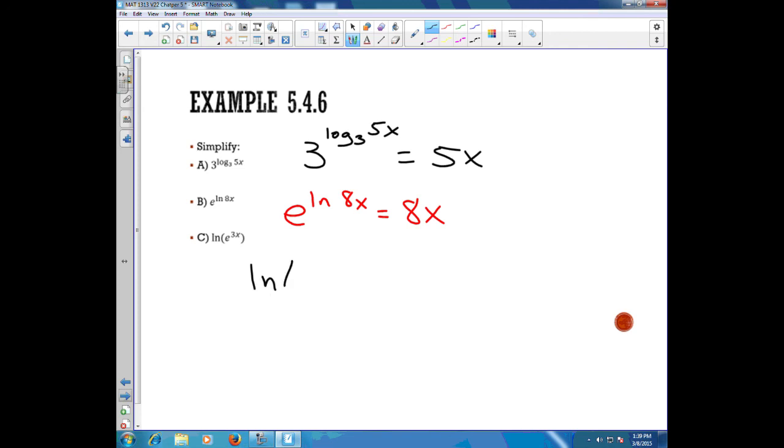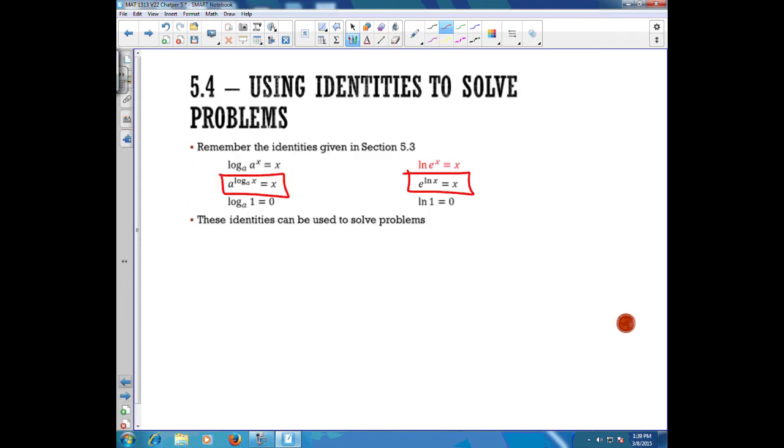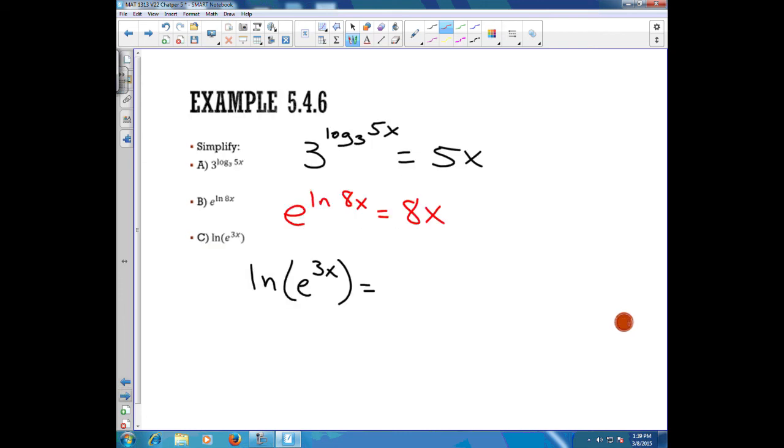And then finally, the natural log of e to the 3x. We look back at our identities. The natural log of e to the x is just x. Now we're using this one. And so the natural log of e to the 3x is just 3x. No work to be done on these problems. You just have to recognize that you can use those identities.